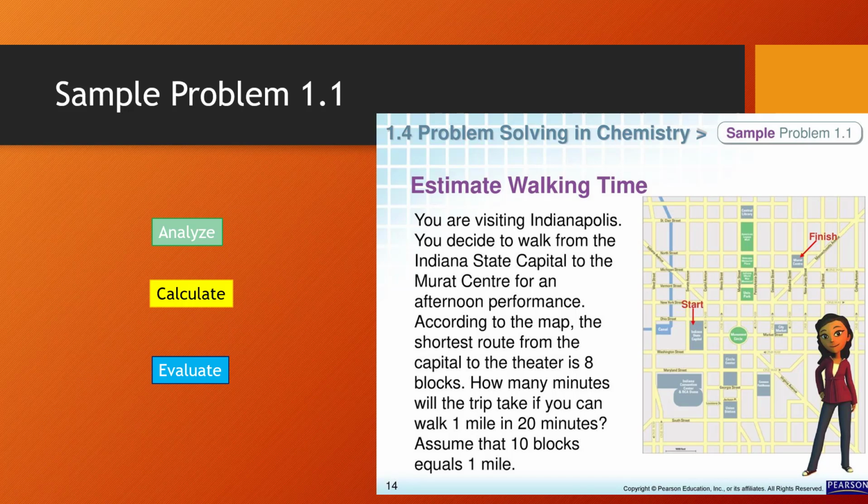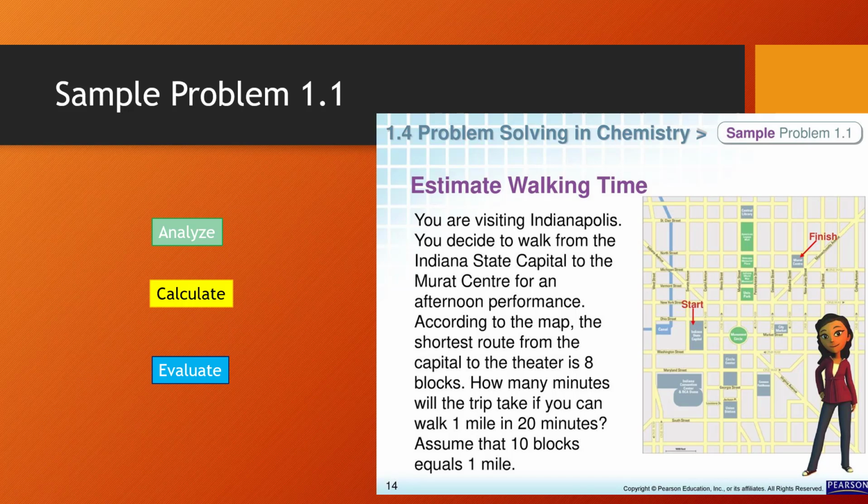Here's a sample problem we're going to be doing in class. This is sample problem 1.1 from your textbook. And what you can do here is analyze, find out what are the things we know. Well, we know how many blocks something is. We know how many miles someone can walk in a given amount of minutes, and we know how many blocks equal a mile. What are we trying to calculate? We're trying to calculate how long something will take. So we're going to calculate those out, and we're going to do that in class.